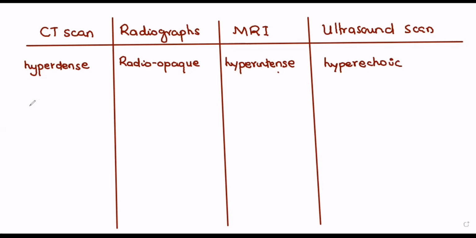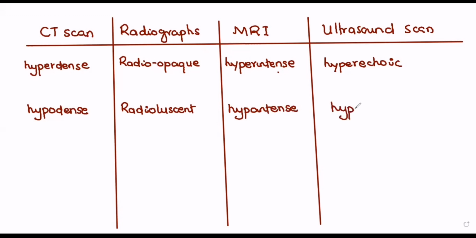How about if it is not so white? What do you say on the CT scan? Hypodense, isn't it? For the radiograph, what should you say? Radiolucent. How about the MRI? Hypo-intense, isn't it? And for the ultrasound, you say hypo-echoic or anechoic, okay?